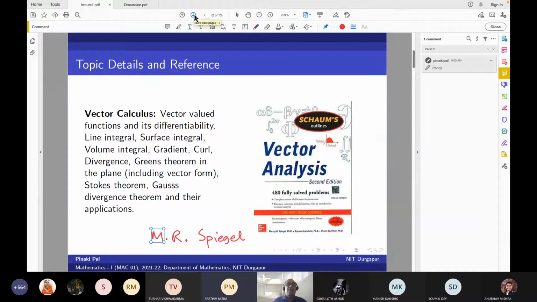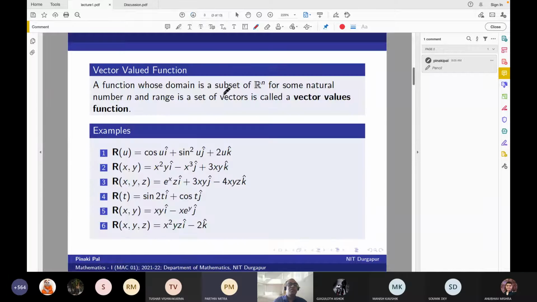Okay, so let us go ahead and introduce the concepts one after another. Mostly under this topic, we will be dealing with vector valued functions. So what are these? A function whose domain is a subset of R to the power n. I think all of you are acquainted with this R to the power n. The real line is denoted by R. The plane is denoted by R squared, and the three-dimensional space is denoted by R cubed, and so on.